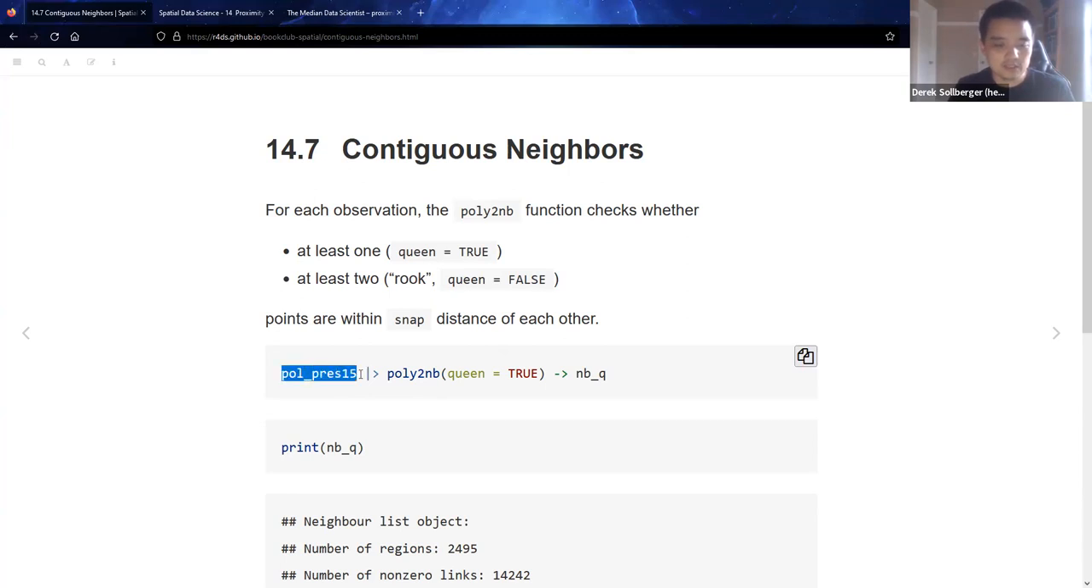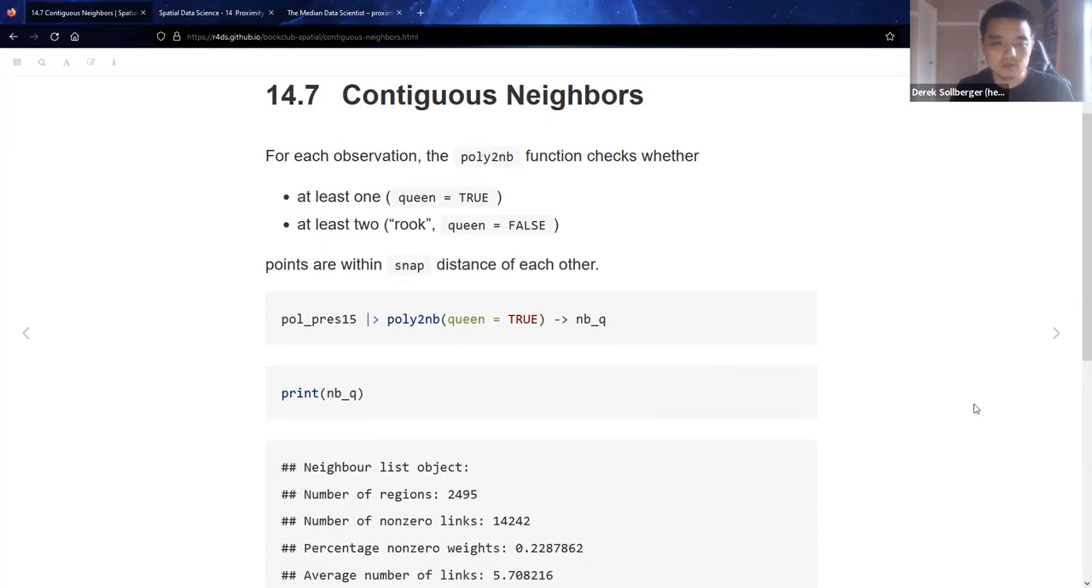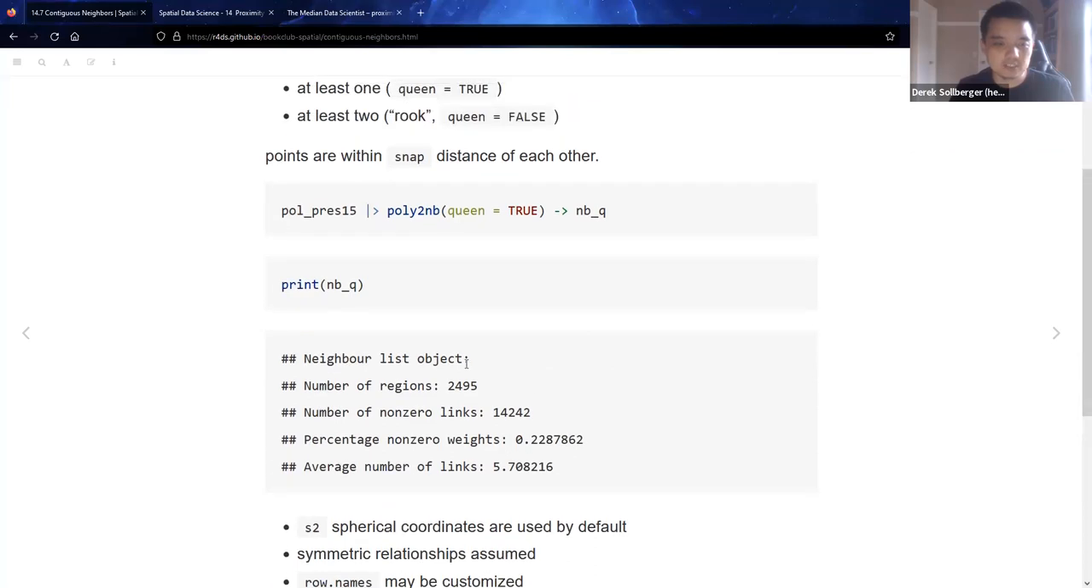In the R code, we take the data set. We're going to run our convenient function seeking out the queen's distance, and we'll call that version nbq for queen's distance for now. This is a fairly sizable data set with about 2,500 regions, about 14,000 links. If you're studying this very deeply, you might have to worry about the percentage of weights. And in general, each node has about six links.